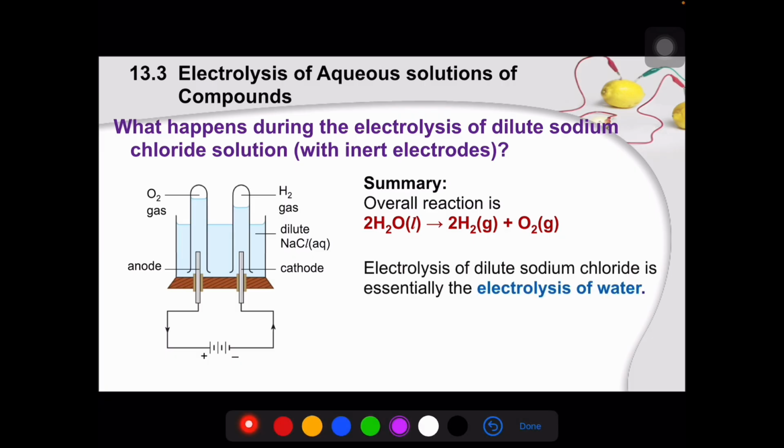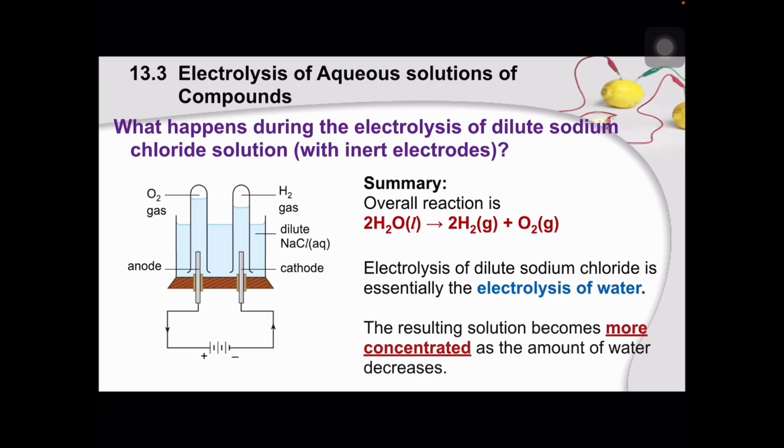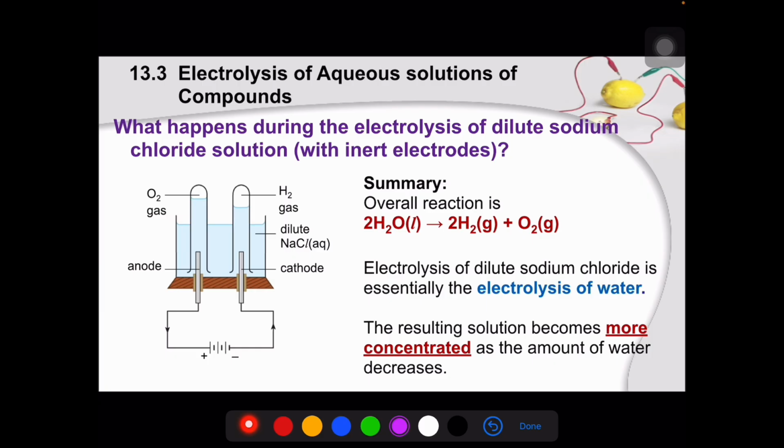Right? So although I said sodium chloride solution at the start, basically it was only the water that was reacting. What happened to the sodium chloride? They stay behind. Because they stay behind, it actually becomes more and more concentrated as the amount of water decreases. So this is what happens if you have what we call a dilute sodium chloride solution.